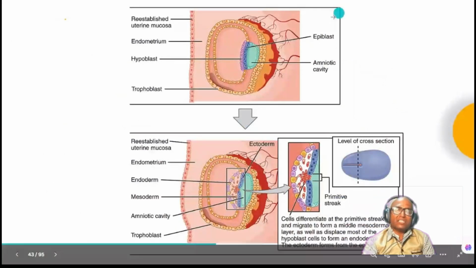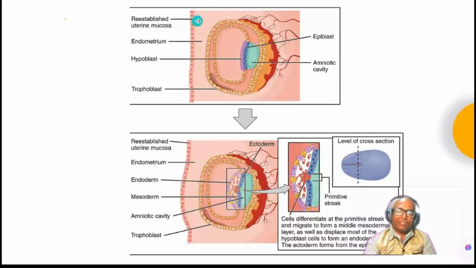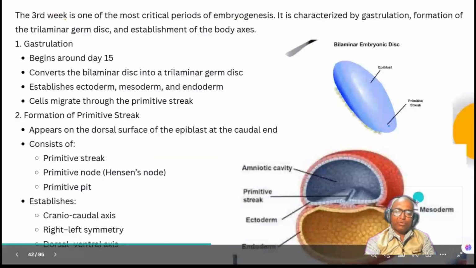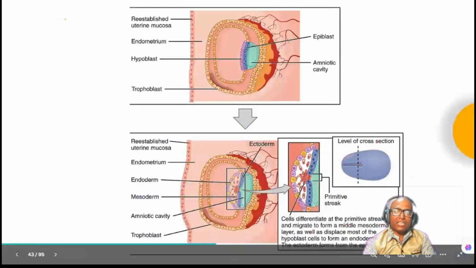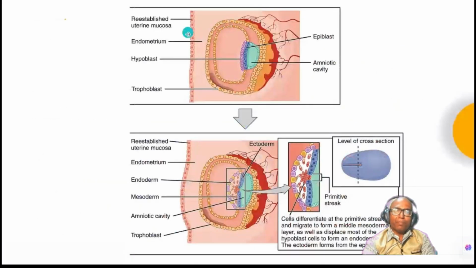Now let us see this in the figure. This same thing we have seen here, now how will it look? So this is the endometrium. Now the implantation is complete. This is inside the uterine stroma. We are looking through the endometrium. These are the two layers: the epiblast is this, and this is the hypoblast.